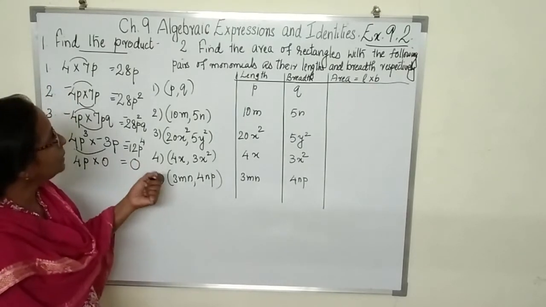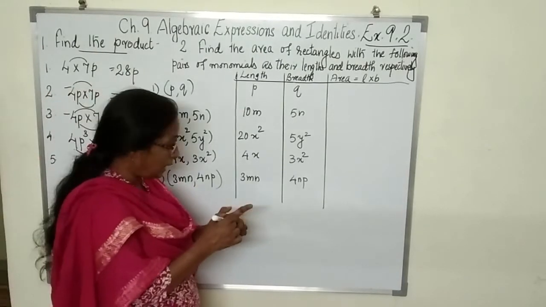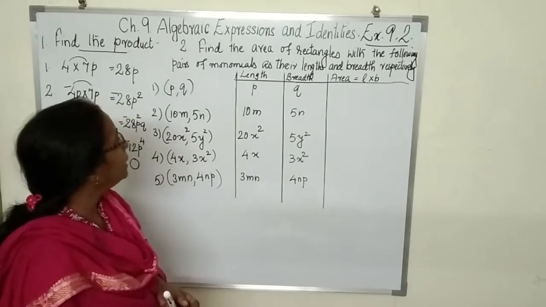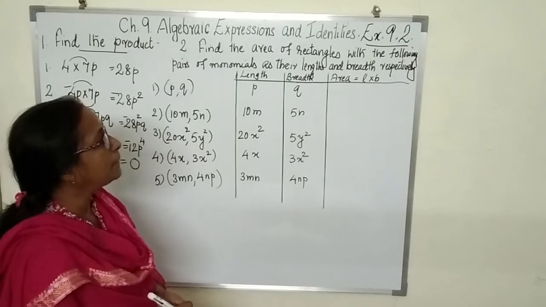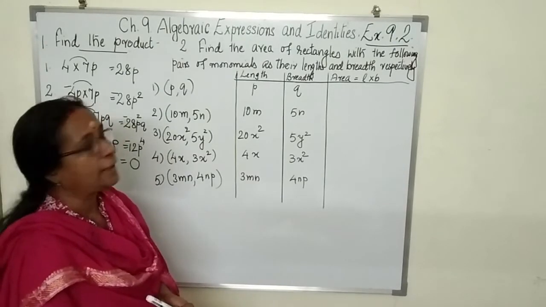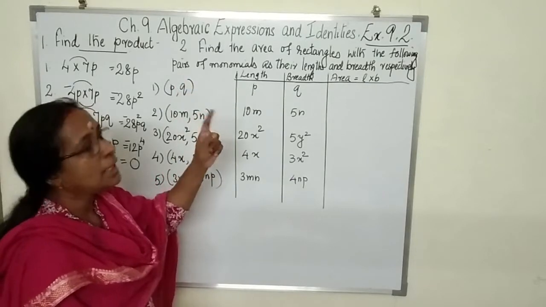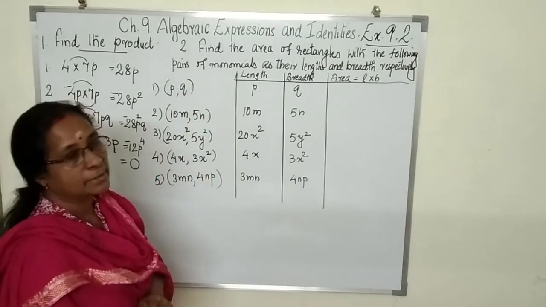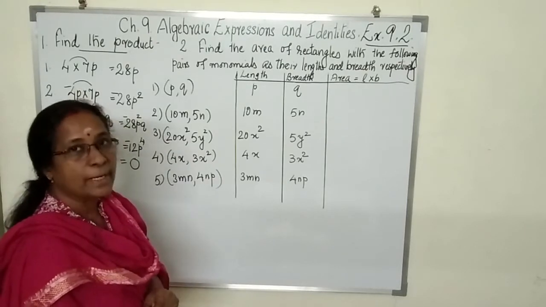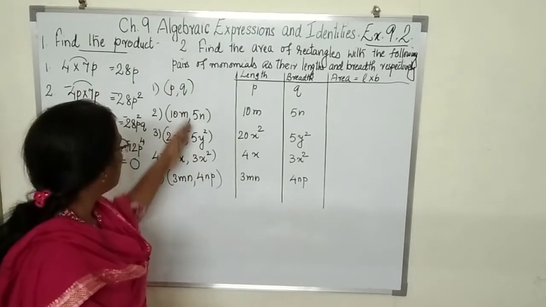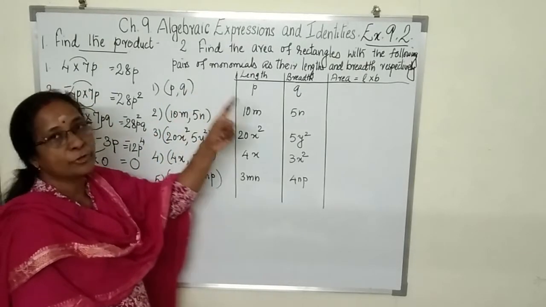Okay. The next question is: find the area of rectangles with the following pairs of monomials as their length and breadth respectively. That means the first measurement will be length and the second will be the breadth. Now what is the area of a rectangle? Length multiplied by breadth. Here length is given, breadth is also given. We just have to multiply.